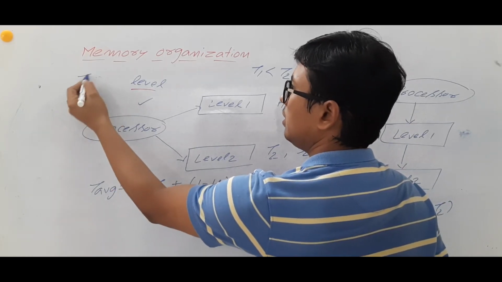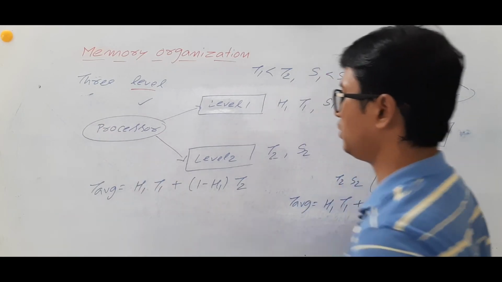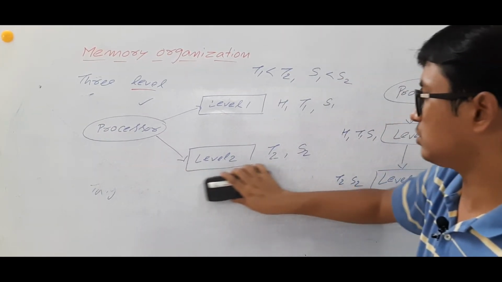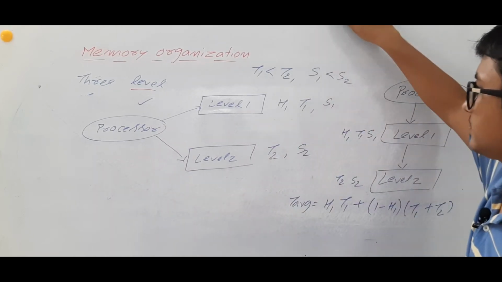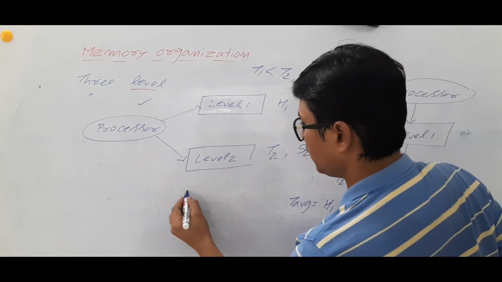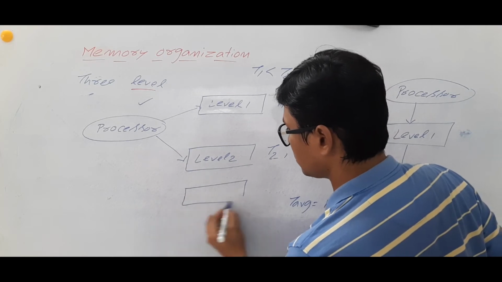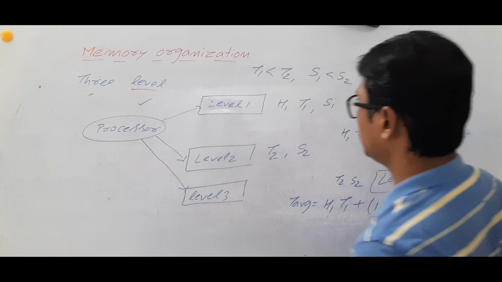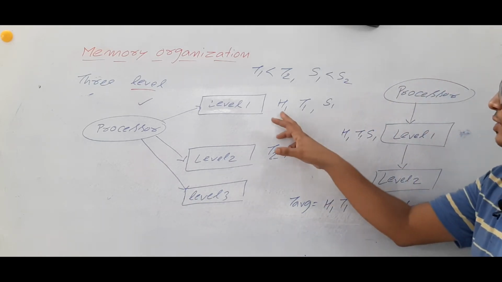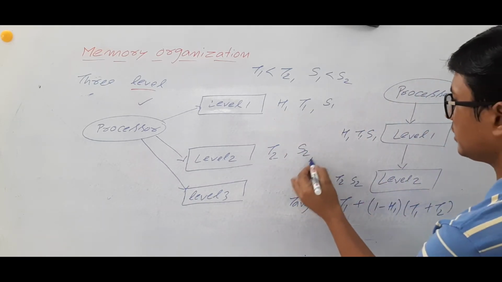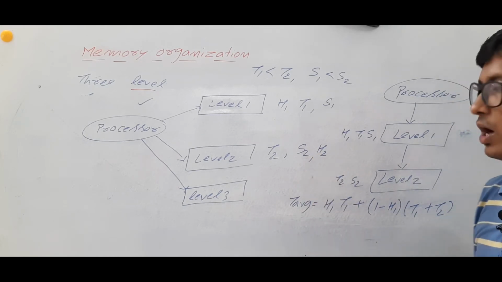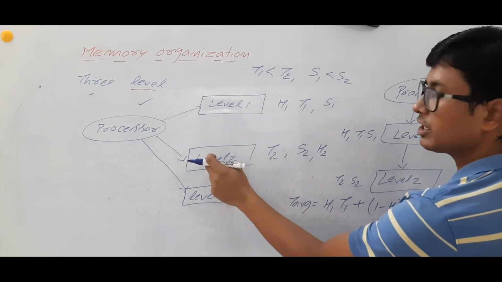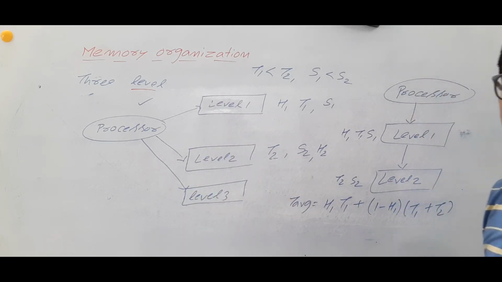So three levels of organization are there. You have L1, L2, and also L3. Level 3 is also there, so it can access. Now the hit ratio of this one is H1, with access time T1, and T2 here, and here the hit ratio will become H2, because whatever information is available will be available here. If it is not there, it will be available here, and at last in level 3 everything will be there.